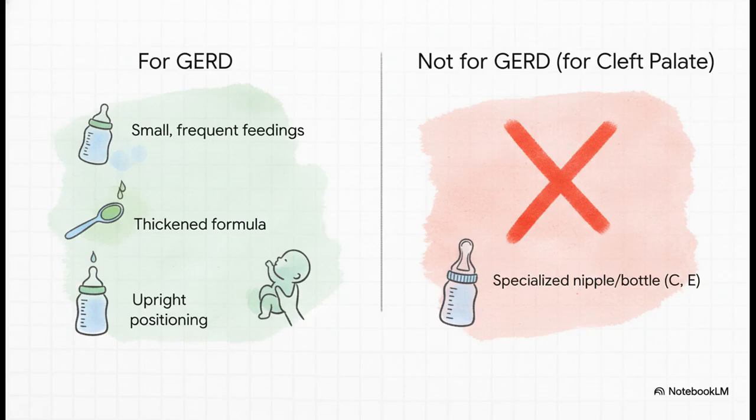Small, frequent feedings mean less volume in the stomach to come back up. Thickening the formula makes it heavier and harder to reflux. And keeping them upright uses gravity to your advantage. Now pay close attention to C and E. Those are great interventions for a baby with a cleft palate. And this is a classic NCLEX trick, right? They give you correct nursing actions, but for the wrong patient. You have to know the difference.